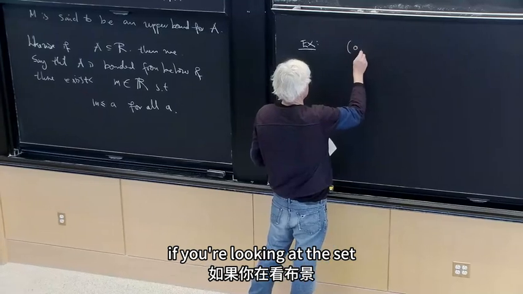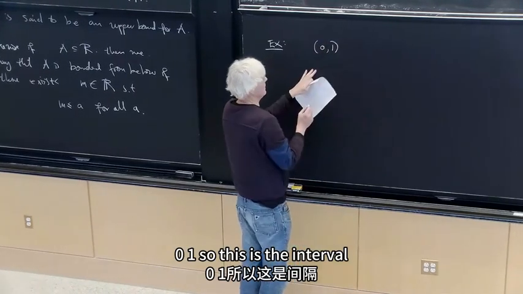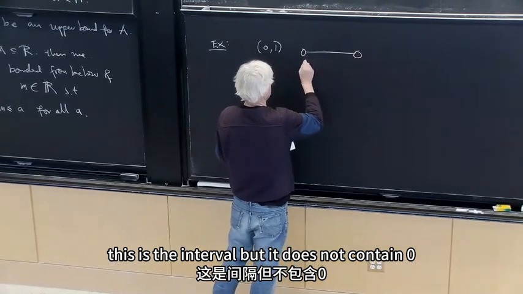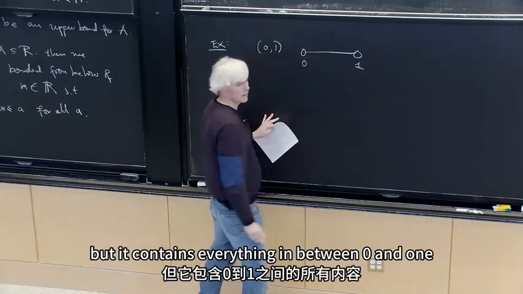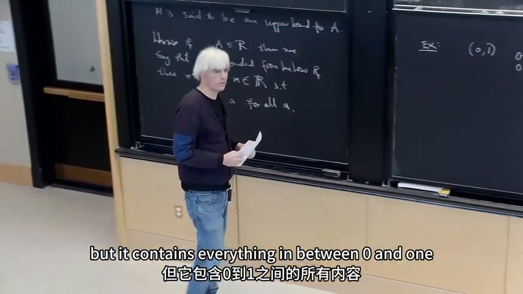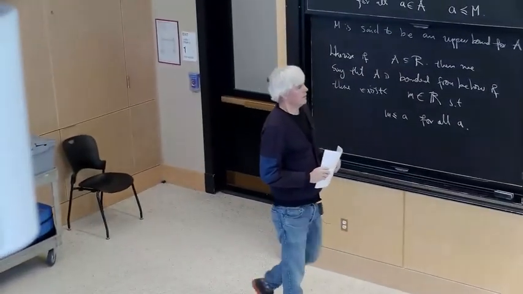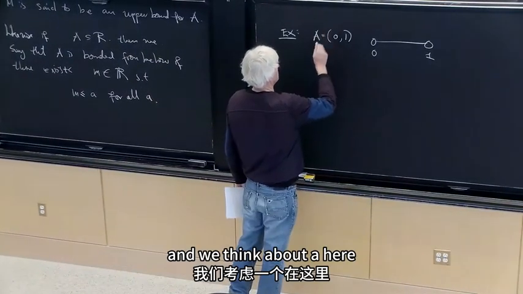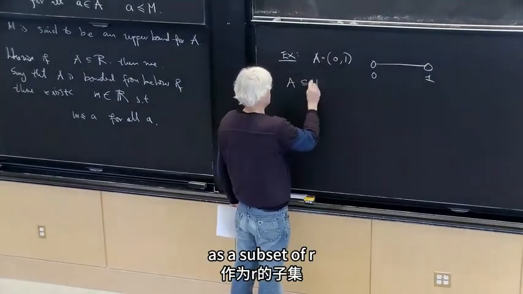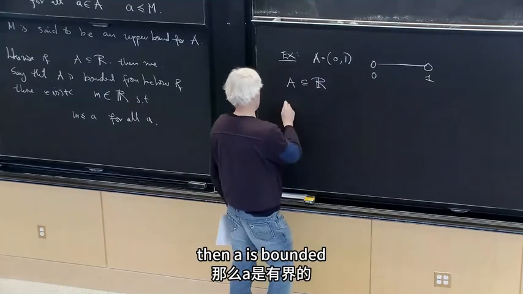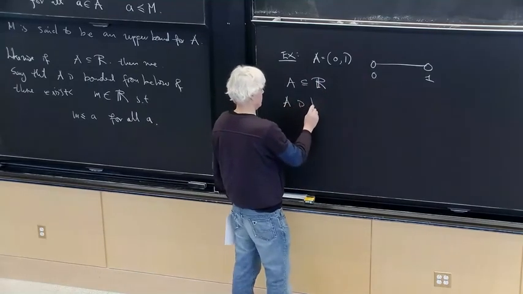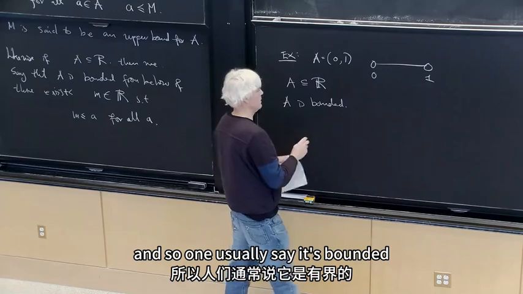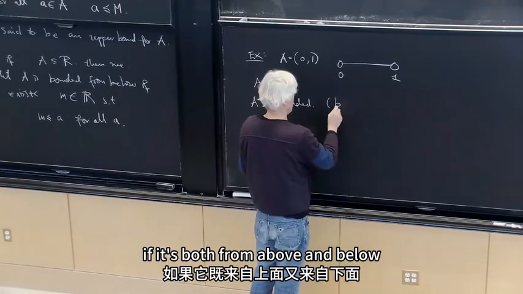If you're looking at the interval (0, 1), it does not contain 0, and it does not contain 1, but it contains everything in between 0 and 1. This one here is bounded, so if this here is A, and we think about A as a subset of R, then A is bounded. And one usually says it's bounded if it's bounded both from above and below.